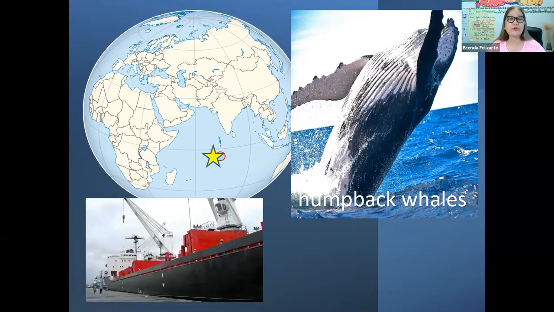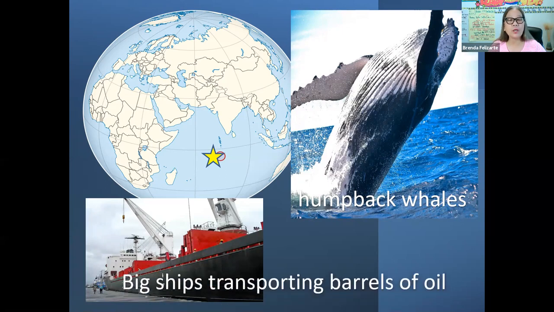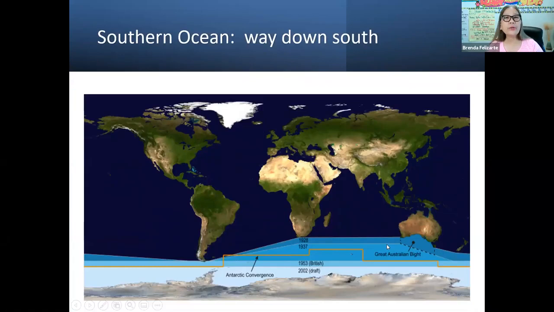And also you will find a lot of big ships. Now, what are these big ships doing? They are transporting barrels of oil from one continent to the next continent. What is good is that in the Indian Ocean, there is less traffic, unlike in the Pacific Ocean. All right, now, the Southern Ocean is way down south, even south of the Indian Ocean.